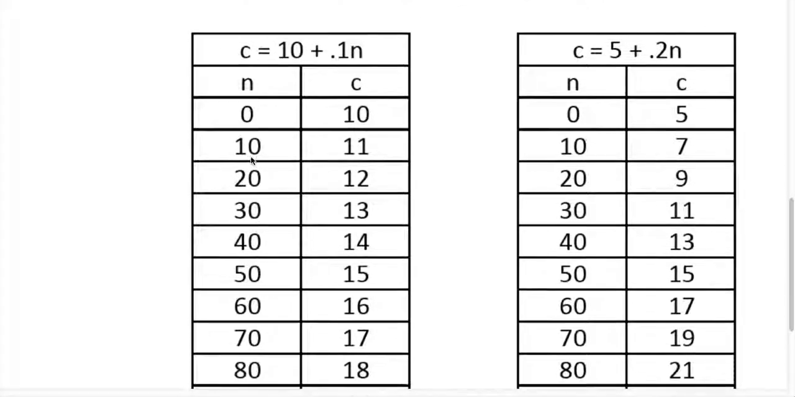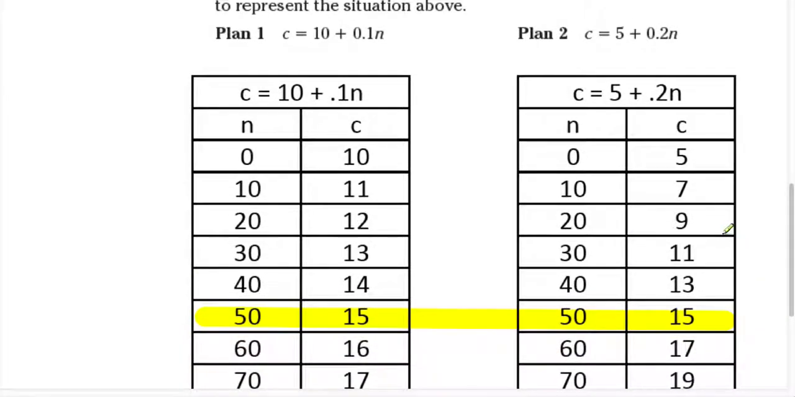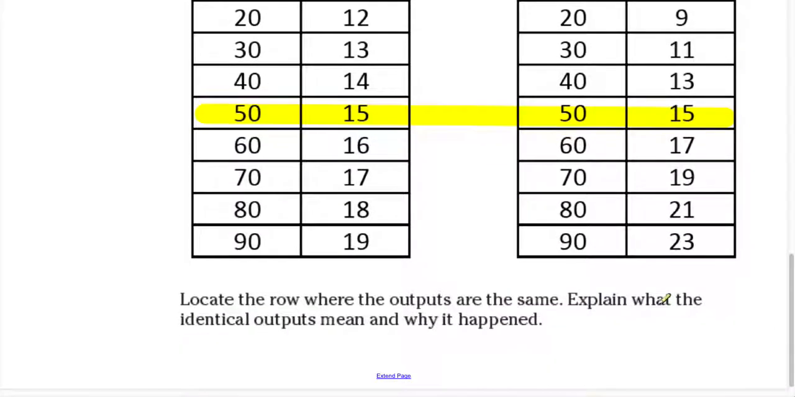Our y value, which is C, will be the following values given here, 10 all the way down to 19. Now if you notice at this point, at 50 and 15, their costs would be the same. So in plan 1, if 50 calls were made, the cost would be $15. Same thing with plan 2. If 50 calls were made, the cost would be $15. So we located the row where the outputs are the same.